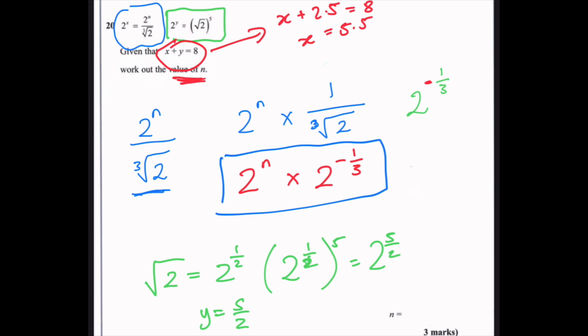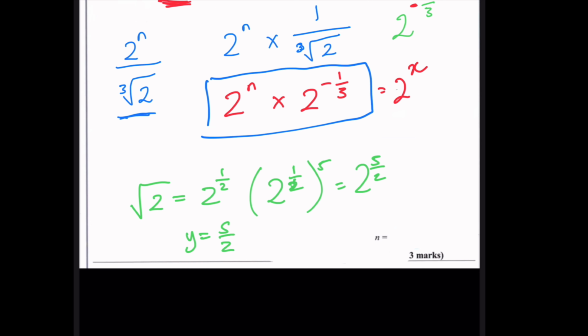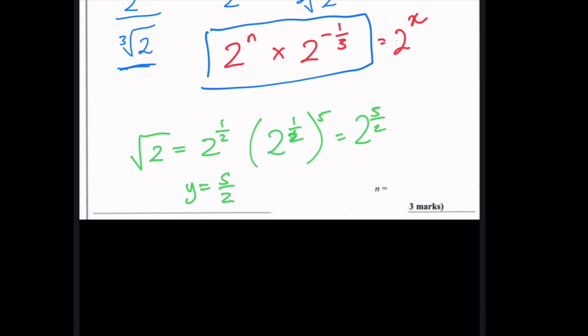Okay, so now 2 to the power of n multiplied by 2 to the power of minus a third equals 2 to the power of x. As we know x is 5.5, and when we multiply indices together, we add them. We know that n minus a third equals 5.5.